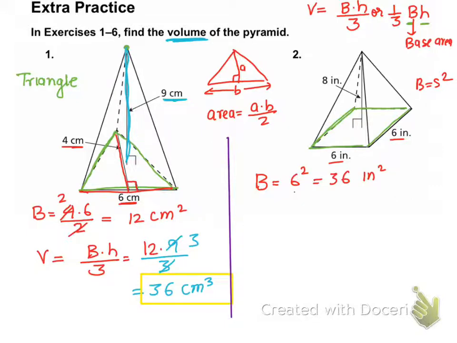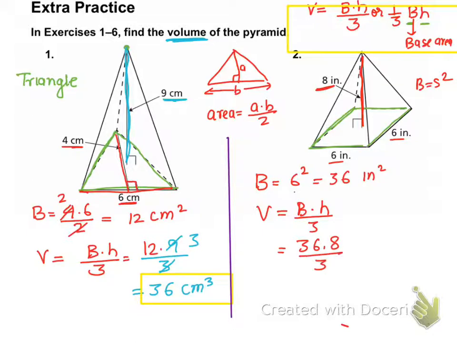Now we are going to use our basic formula, this one, that volume is base area times height over 3. Let's plug it in. Base area is 36, and in this case height is this one. This is the height of the pyramid, 8 over 3. Now you cross cancel, up to you, and you get 96. What's the unit? Inches cubed.